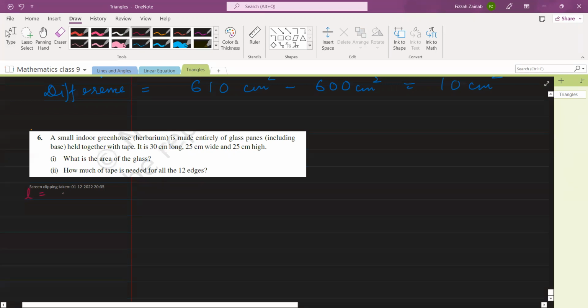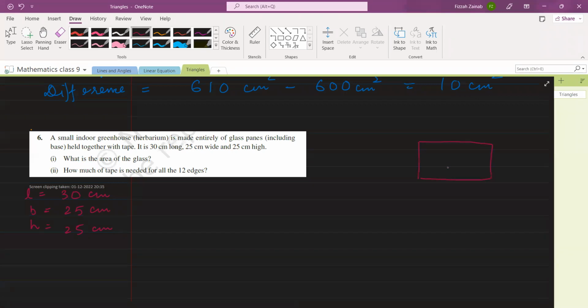So length is given, which is 30 centimeters. Breadth is 25 centimeters. Height is again 25 centimeters. So basically, it's a greenhouse made up of glass in the shape of a cuboid. So like this, right? This is length, this is breadth, and this is height. What is the area of the glass?